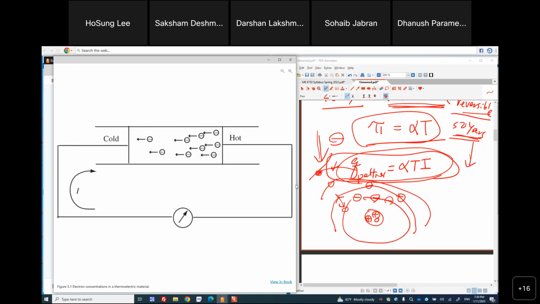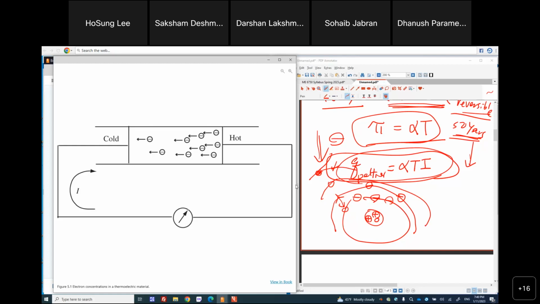Another is that there is a potential, voltage. And once there is a potential, the charge is forced. That is the Coulomb force, we call it, between two potentials. So with two mechanisms, anyway, it has to move toward the cold side.